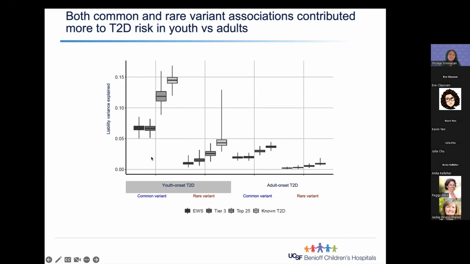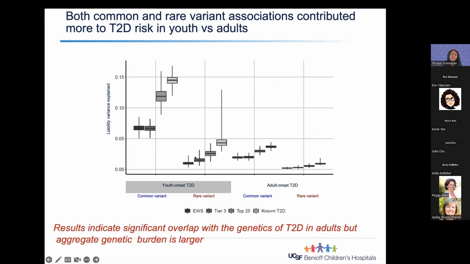And in all instances, for both the common variants and the rare variants, the youth onset diabetes variants explained more of the genetic variance in children compared to that in adults. And this was greater for rare variants compared to common variants. Again, showing overall that the genetics of pediatric type 2 diabetes significantly overlaps with the genetics of type 2 diabetes in adults, but the aggregate genetic burden for children is larger when compared to adults.